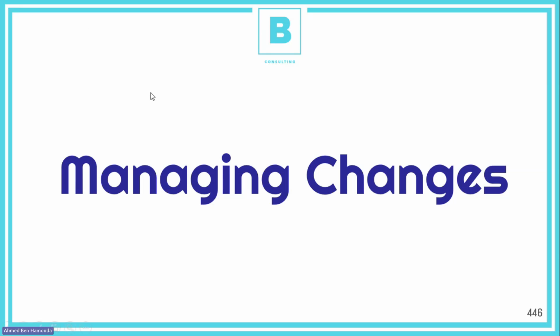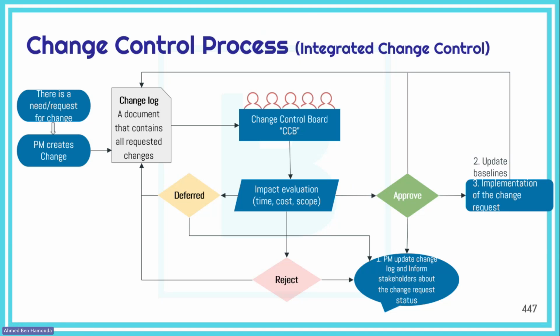Something very important to start with is the change control process in project management, which is called the integrated change control process in the PMBOK. The process of dealing with changes has a few steps in it, and you really need to know them almost in order. It doesn't matter which one comes first, but generally the order will be this way. We'll go in this flow.